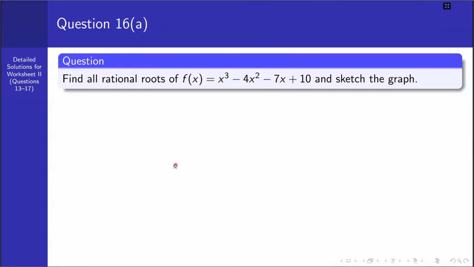Okay, next. 16a, find all rational roots of f of x equal to x cubed minus 4x squared minus 7x plus 10 and sketch the graph of the given polynomial function.